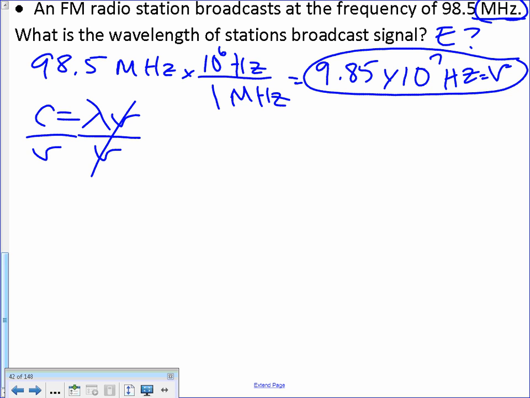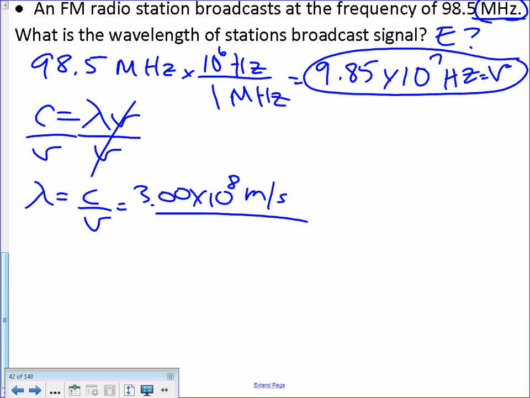And then lambda is equal to C over V. Generally I like to plug in variables, solve for the variables, and then plug the numbers in. C is 3.00 times 10 to the 8th meters per second. Frequency is 9.85 times 10 to the 7th. And hertz, I'm not going to write hertz because I want the units to agree with each other. I'm going to write them as per second this time, /second. What unit should cancel? Seconds. And then that leaves us with meters. Is that a unit of length? Yep, specifically wavelength, yes.